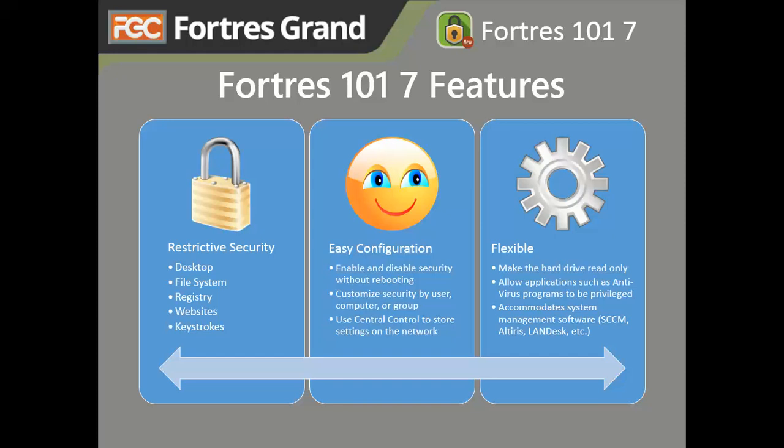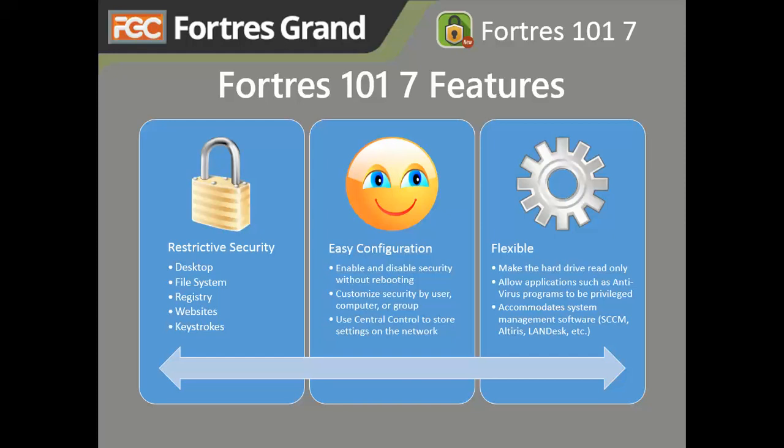Fortres 101 is restrictive security. It allows you to lock down the desktop, the file system, the registry, websites, or keystrokes. The configuration is simple and straightforward. You can enable and disable security without rebooting, so you don't have to spend a lot of time when you're testing the security settings with logging in and logging out or rebooting the computer. You can also customize the security by user or computer, and you do this by placing users and computers into groups, which we'll take a look at.